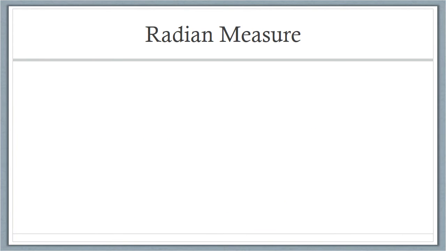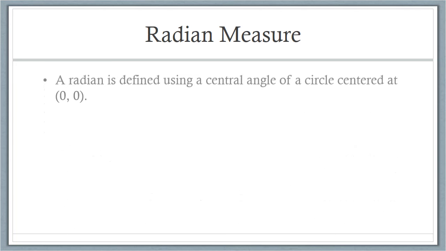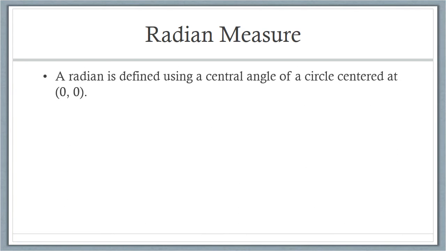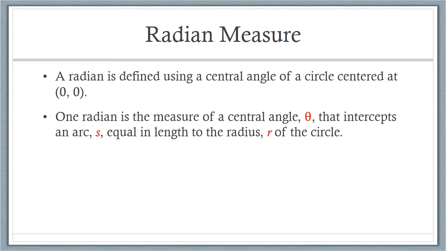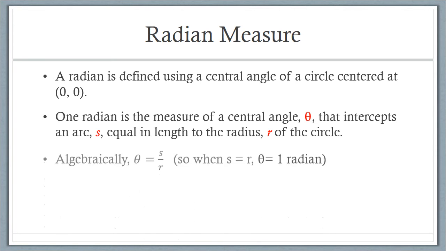Now we're going to get into radian measure. A radian is defined using a central angle of a circle that is centered at 0, 0. 1 radian is the measure of a central angle theta that intercepts an arc S equal in length to the radius r of the circle. Algebraically, the angle theta is S over r. So when the arc length and the radius are the same, you have an angle that's 1 radian.